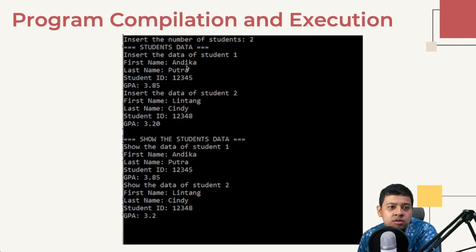So the program compilation and execution, we see how our example runs. Here we see the student data. We input just two students. We input just like here, and then the output was just like here. It should be just the same between the input and the output. And we already proved that using struct is quite robust, and it's quite helpful to build a program using the struct data type.